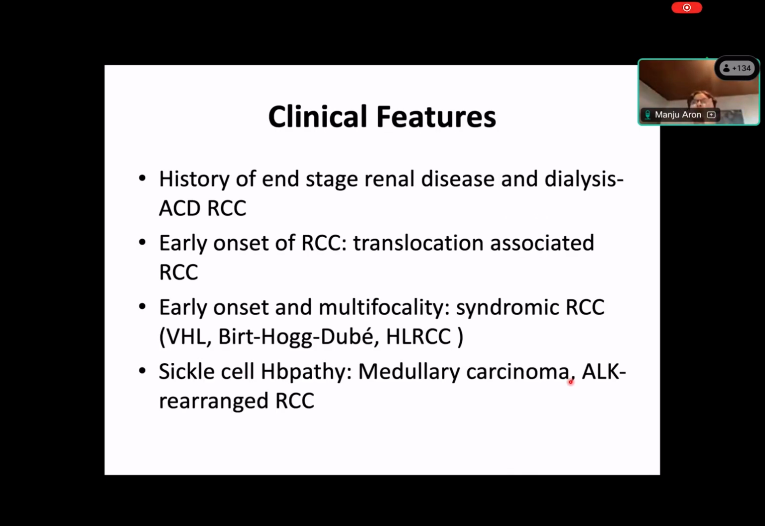Now, clinical features, as I mentioned to you, can be important. For example, if you have a history of end-stage renal disease in a patient and the patient has a history of dialysis, and then if everything fits and you're thinking of ACD-RCC, then it is most likely the diagnosis, right? If you have early onset of renal cell carcinoma, patient less than 40 years, you might start suspecting translocation-associated RCC. But just a caveat, remember that you can have translocation-associated RCCs also presenting at a later stage. So that should not really stop you from making that diagnosis if everything else fits.